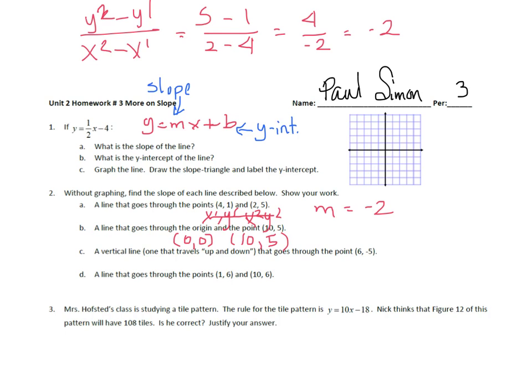C says a vertical line, one that travels up and down, that goes through the point 6, negative 5. So horizontal is left to right, vertical is up and down, and it goes through the point 6, negative 5. X is 6, y is negative 5. What is the slope of that line?